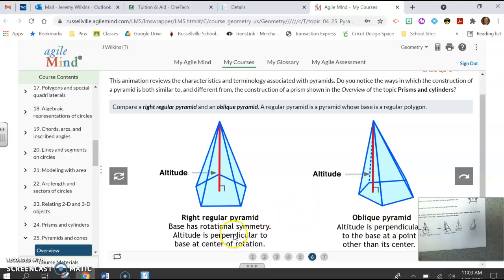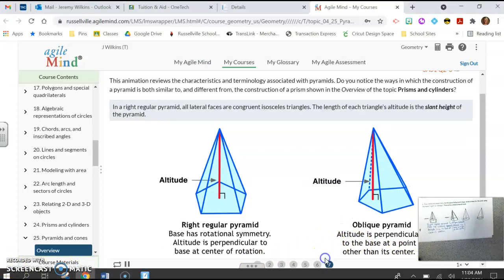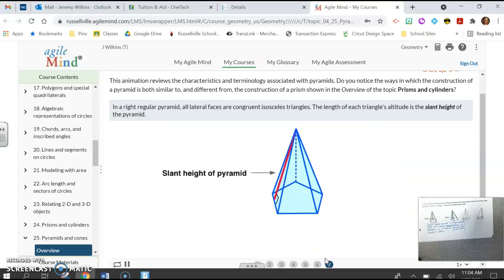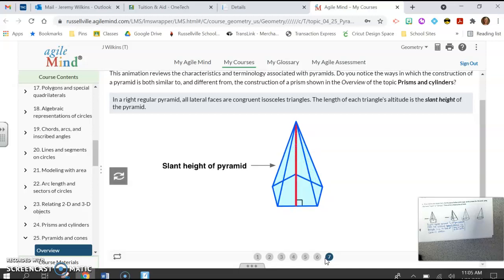I want you to write down what is listed here on number 6. All right, something else that we need to talk about in a pyramid is what we call the slant height. So the slant height is the altitude of each of the lateral faces. So if we just look at the triangle, picture that you're at the top of this pyramid and you're going to slide down. That slanted segment is what we call the slant height.